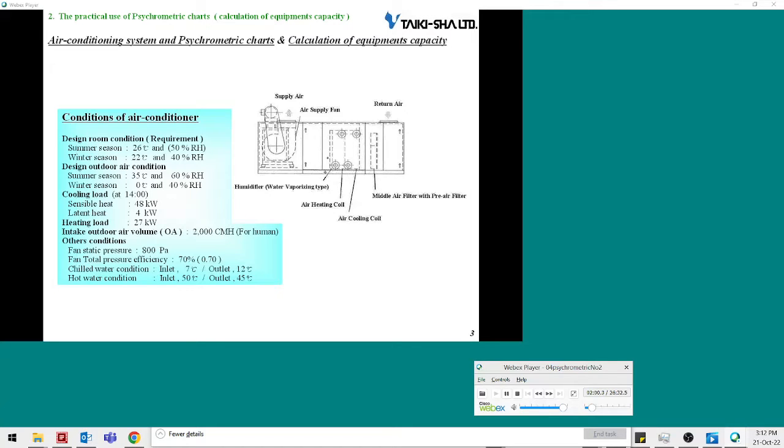In addition, also assume that the fan static pressure is 800 pascals, the fan efficiency is 0.7, the temperatures of the cool water are 7 degrees Celsius at the inlet and 12 degrees Celsius at the outlet. The temperatures of the hot water are 50 degrees Celsius at the inlet and 45 degrees Celsius at the outlet.